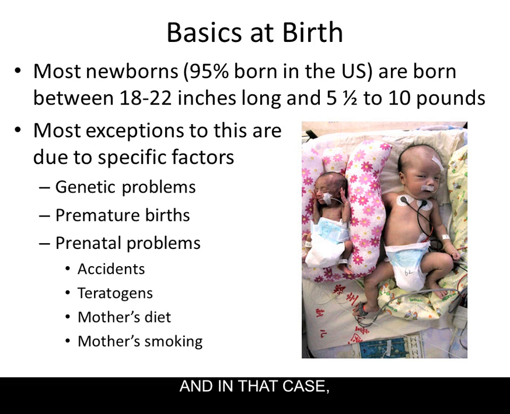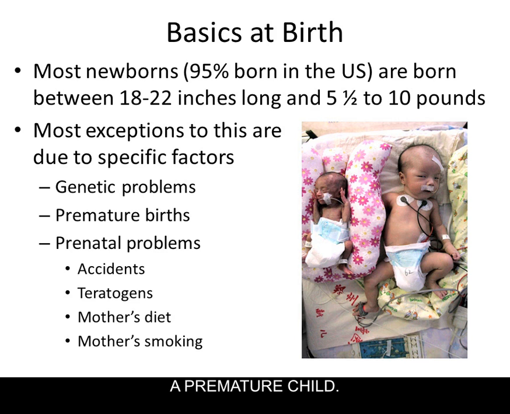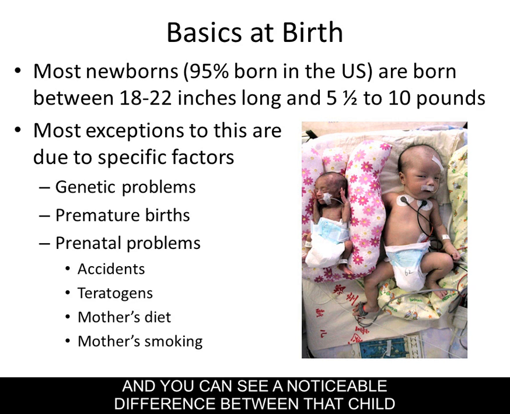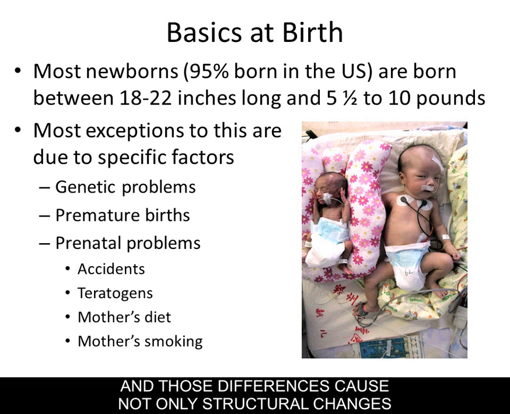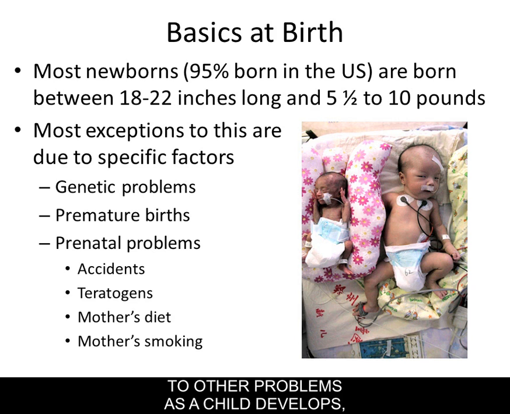And in that case, as you can see in a picture on the right, you get premature infants, and the child on the left in that picture is an example of what most people refer to as a preemie, a premature child. And this child, I believe, was born about 3 months early, and you can see a noticeable difference between that child and another child that was born just near on time. And those differences cause not only structural changes in size and weight, but often carries over to other problems as a child develops. And we'll talk about those problems as we move on with these slides.